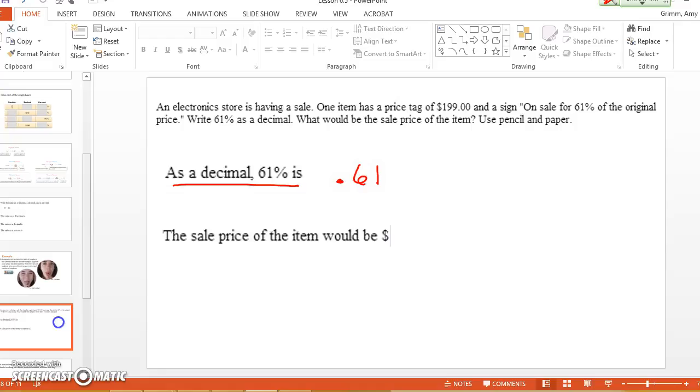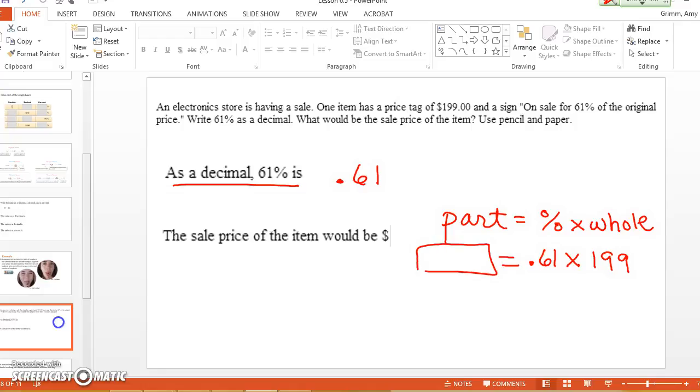So I'm going to use that percent, that part equals percent times whole, and all I have to do is put in 0.61 times the whole amount, which is $199, and that will tell me the part that I'm going to have to pay. Does that make sense? That's all I have to do. So what part am I going to have to pay? $121 and how much cents? 39 cents.